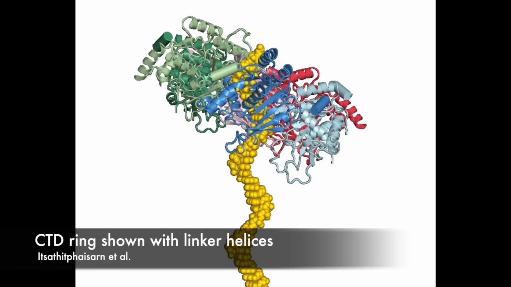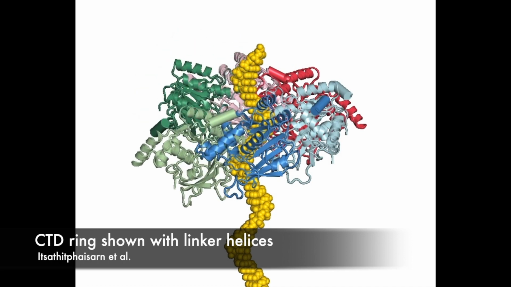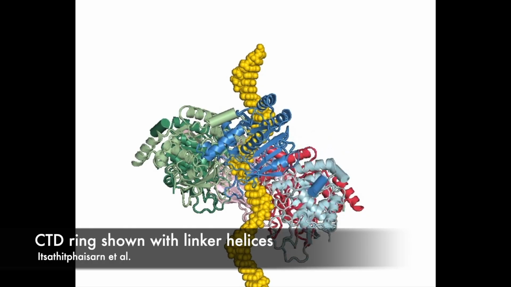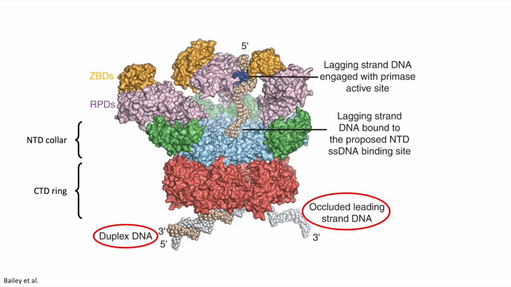DnaB helicase moves along a DNA strand in a hand-over-hand fashion, just like climbing a rope. Double-stranded DNA enters DnaB from the CTD ring, and a pin or wedge occludes the 3' leading strand. On the other hand, the 5' lagging strand can freely pass and exits through the NTD collar.